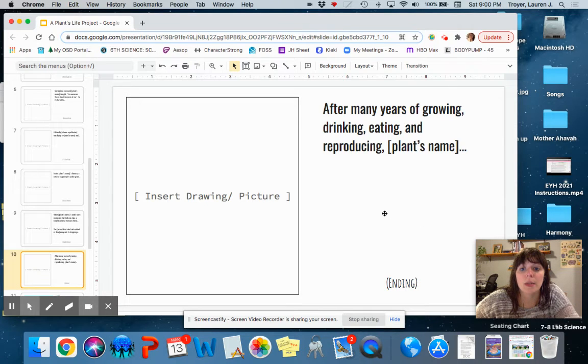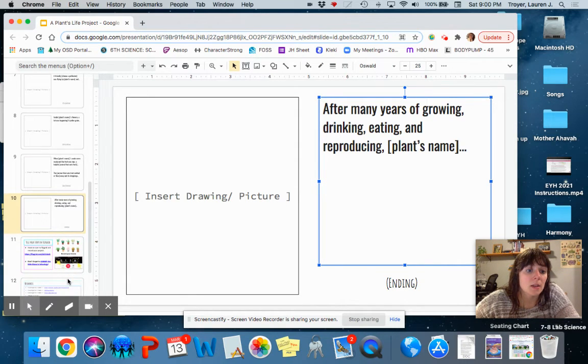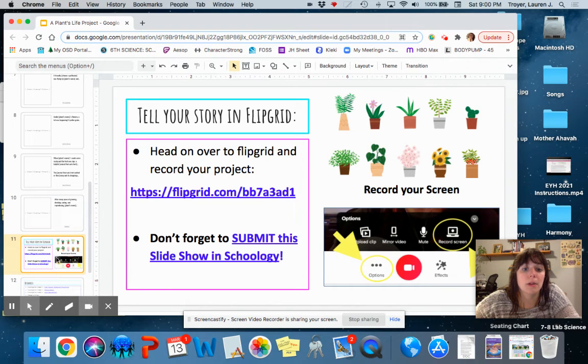After many years of growing, eating, drinking, and reproducing, plant's name maybe dies. Maybe it turns into... I don't know. Maybe it gets cut down and it becomes a child's rocking chair. And you can do like a Pixar ending to your story. Okay? So once you have all of your story and all your pictures, you'll get on Flipgrid and record.